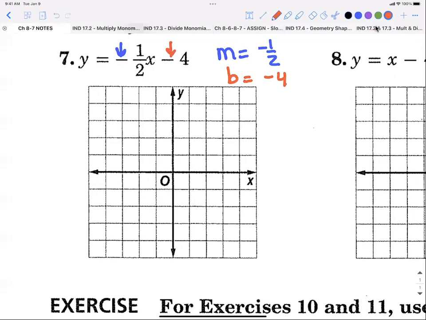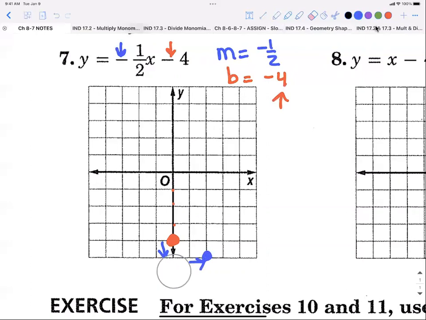All right, so now we still do it the exact same way, right? We begin with our b, which is -4. So that means I begin by placing a point right on the y-axis at -4, right there. And then my m tells me how to move, right? My m tells me that I'm going to fall 1, which is right here, fall 1, run 2, which puts me right there.